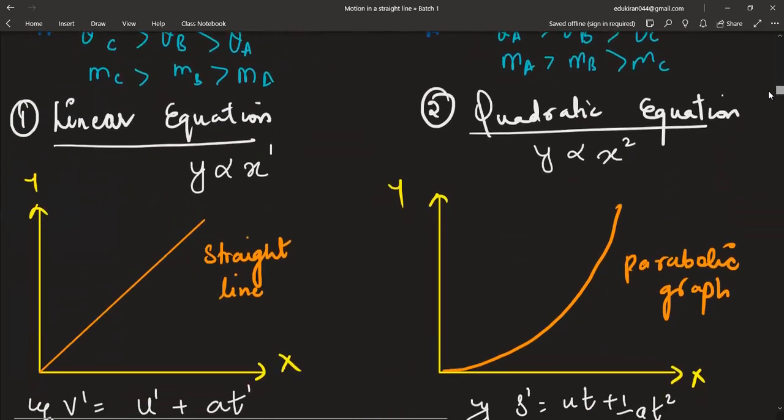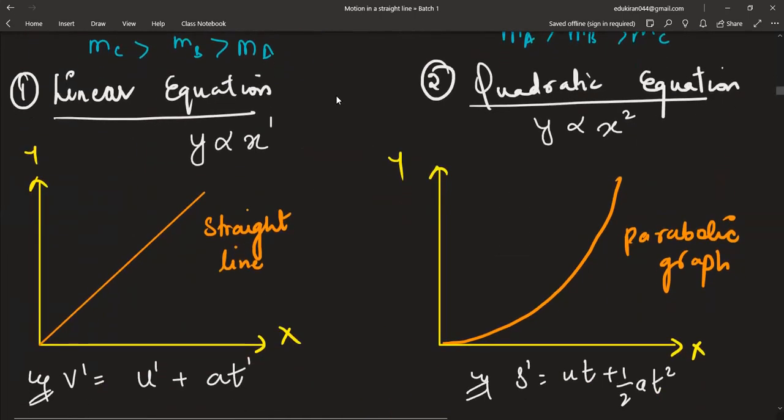Now, let us start one by one regarding the equations which we have studied in this chapter. Linear equation means when y is directly proportional to x to the power 1. If y is proportional to x and the power of x is 1, we get a straight line graph. For example, from your uniformly accelerated equations which you've studied, v is equal to u plus at. If we plot a graph between these two, it would be a straight line.